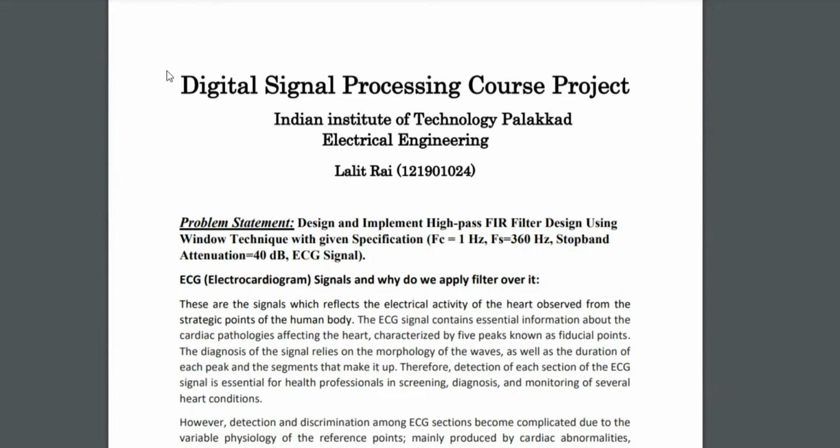several heart conditions. However, detection and discrimination among ECG sections become complicated due to the variable physiology of the reference point, mainly produced by cardiac abnormality, alteration of the isoelectric lines, or noises added to the ECG signal. Therefore, to improve diagnosis of heart diseases from ECG information, all these corruption problems must be addressed, and for that we require filters.